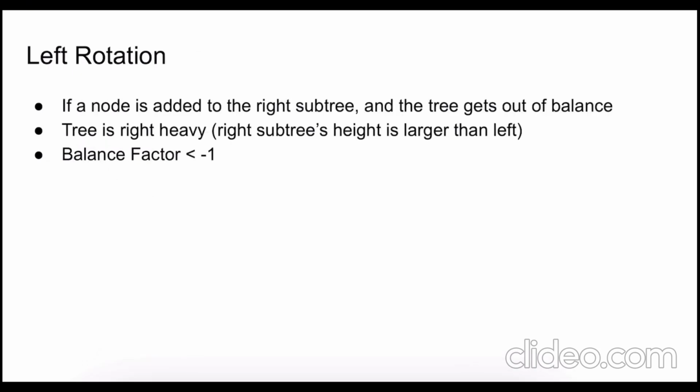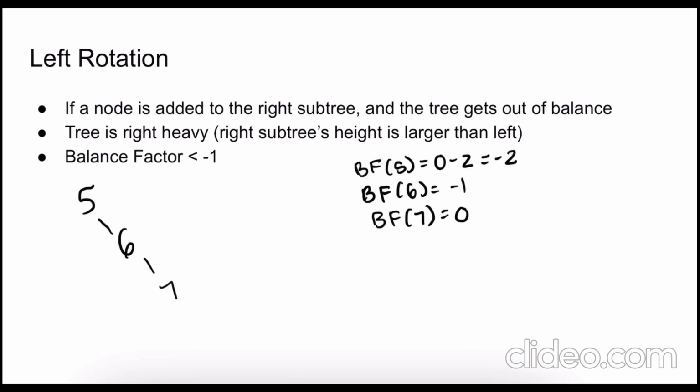Let's talk about left rotations. Left rotations are made when the tree is out of balance and right-heavy, which means the right subtree's height is larger than the left. As we can see in this example, for node root 5, the left height is 0 and the right height is 2. It is right-heavy. We need a left rotation to balance the tree.